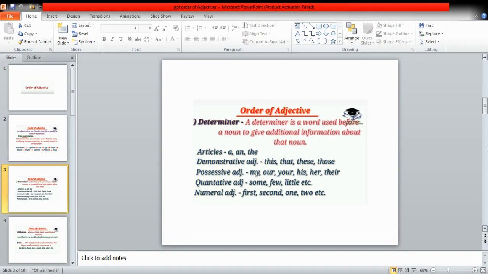What is a determiner? A determiner is a word used before a noun to give additional information about that noun. They can be articles. A and an are indefinite articles. The is a definite article. Also demonstrative adjectives, possessive adjectives, quantitative adjectives, or numeral adjectives. So according to the order of adjectives, the first thing that comes is the determiner. Or in place of determiner, you can also use the word number. Both come in the same category. There is no difference at all.